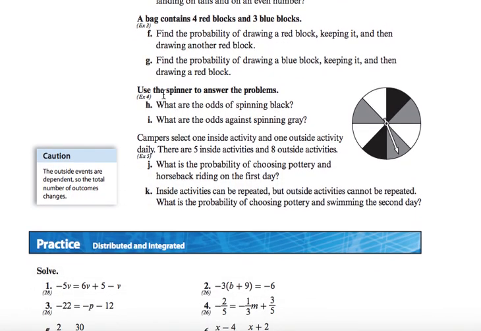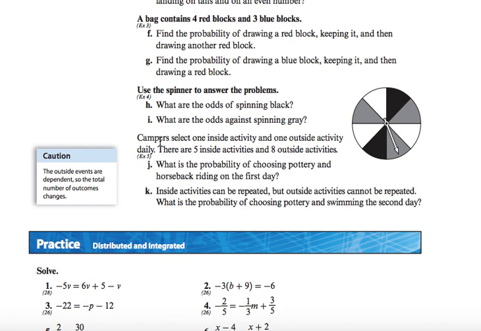In this last section, you're going to use the spinner for H and I. It says, what are the odds of spinning black? Well, odds would be favorable versus unfavorable, so we count the number of black, 1, 2, and we count the number of non-favorable, 1, 2, 3, 4, 5, 6. So I'd have 2 compared to 6. Those can be reduced. 1 to 3 would be my odds of spinning black. Letter I, what are the odds of spinning gray? So count the favorable, 1, 2, 3. Count the non-favorable, 1, 2, 3, 4, 5. So 3 to 5 would be my odds of spinning gray.